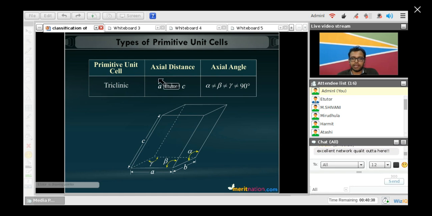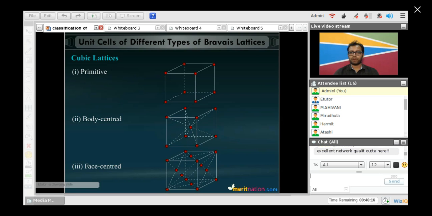Now triclinic is that unit cell where the lengths are not equal to each other, and the angles are also not equal to each other, and they are not equal to 90 degree as well. Such type of unit cell is called triclinic unit cell. Clear? Okay. Now see, we have talked about 7 primitive unit cells. A primitive unit cell is that cell where atoms are occupying only the corner sites, right? So there are 7 different types of primitive unit cell.